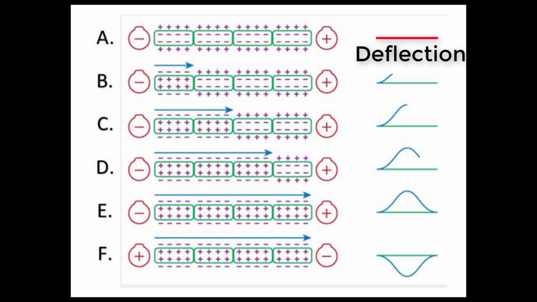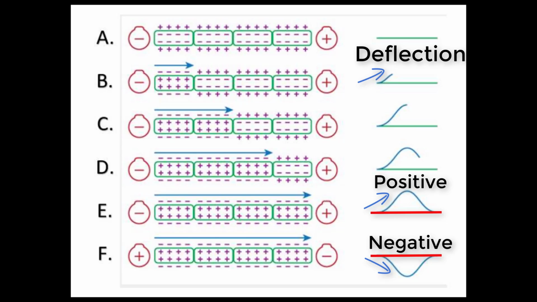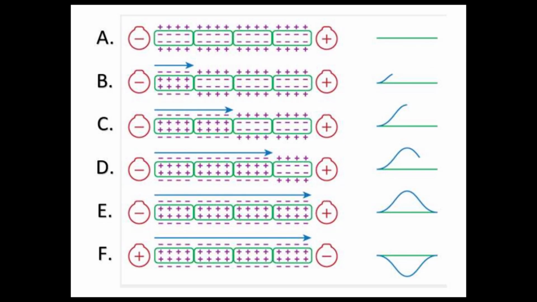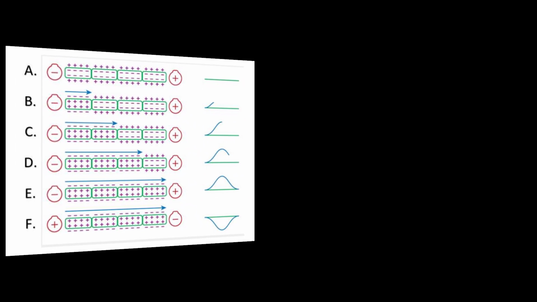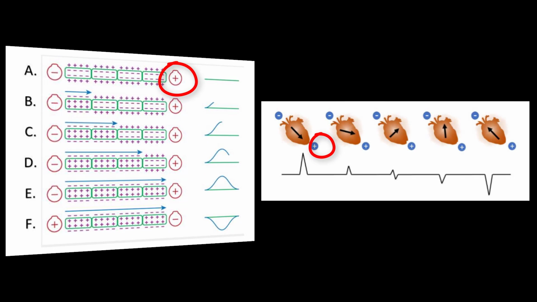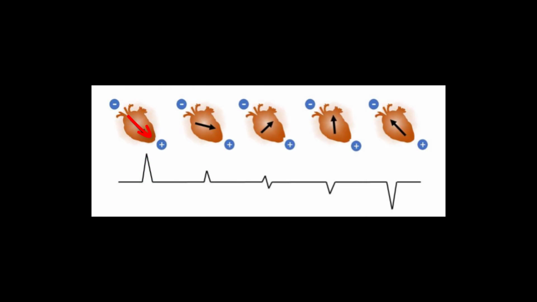A deflection is a deviation from isoelectric, and it can either be a negative deflection, going below isoelectric, or a positive deflection, going above isoelectric. What dictates a positive or negative deflection depends on which way the signal is traveling and towards what ECG electrode. These electrodes are either positive or negative. In this image here, we can see that if the electrical signal is traveling towards a positive electrode or lead, we will have a positive deflection. If the electrical signal is traveling towards a negative electrode or a negative lead, then we will have a negative deflection.